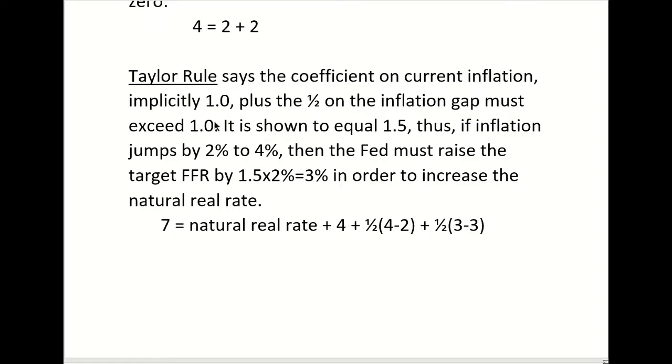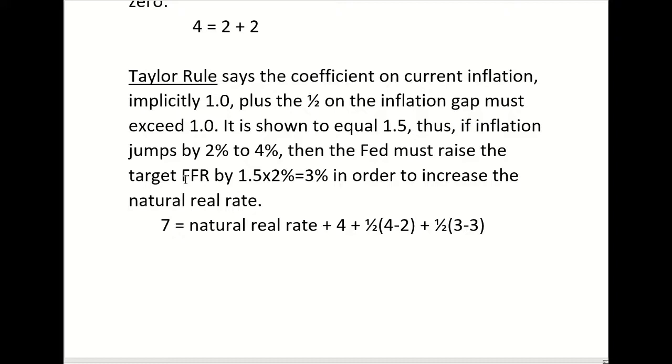And notice, when I say implicitly, the coefficient in front of inflation, right here, is 1. So there's basically a 1 here. But nobody multiplies 1 by anything because it doesn't do anything. So there's a 1 in front of this 4 is what I'm saying. And that 1 plus this 1/2 equals 1.5. And the reason why I'm telling you that is this is the Taylor rule, and it's very important. It says that if inflation goes up by 2%, the Fed has to raise the target Fed funds rate by 3% in order to cool the economy down.